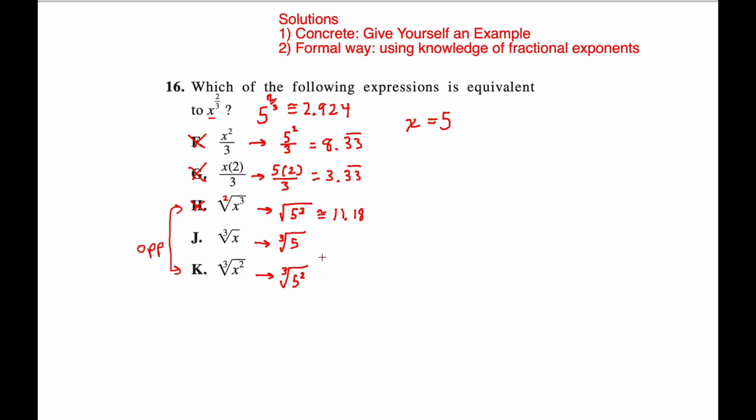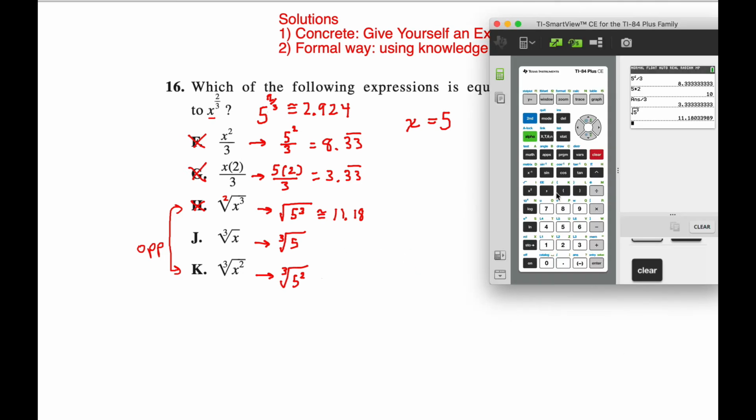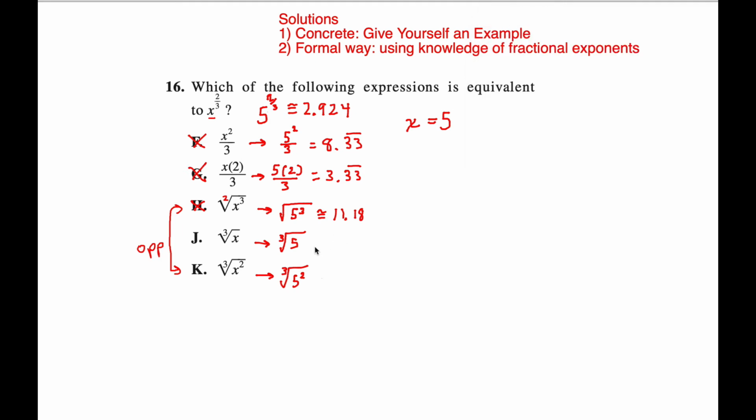Answer choice J is the cube root of 5, so let's check that. And a lot of students won't be super familiar with how to get a cube root on their calculator. If you have a TI-84, you can do math, and then it's number 4 here. It's like a little cube root symbol, and most calculators will have some cube root option. So you can do the cube root of 5, and that is 1.71 approximately. So 1.71, which again isn't the 2.924 we wanted.